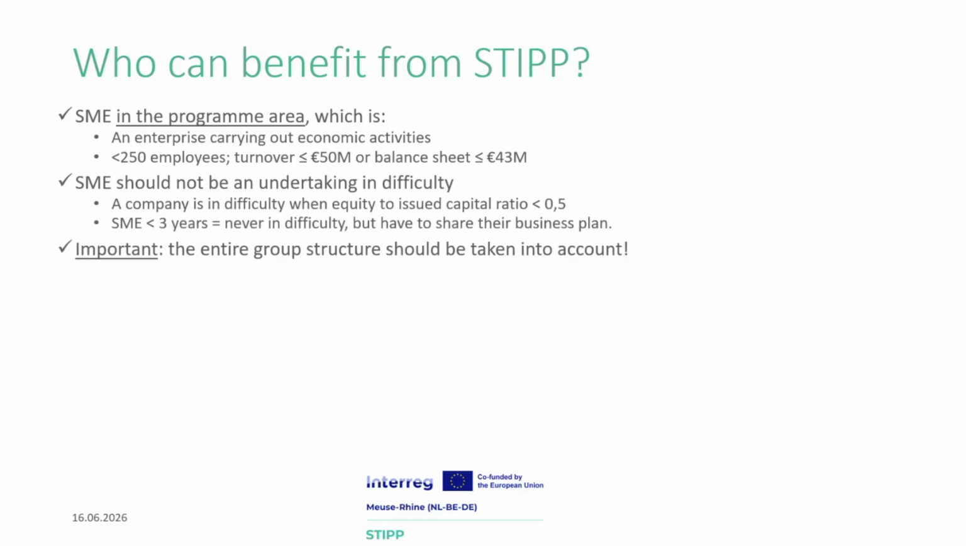The other requirement, which is normal within European grants, is that the SME should not be an undertaking in difficulty. For companies that are younger than 3 years, you're never in difficulty, but be aware that you have to share your business plan then. For those 2 requirements, it's important that you take into account the entire group structure. So your mother company and any daughter companies should be taken into account when calculating those numbers.